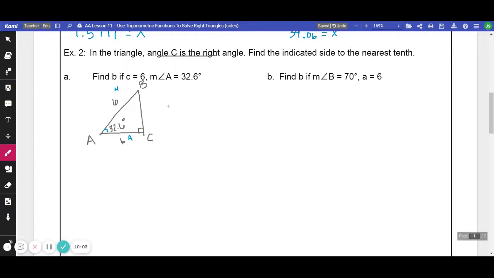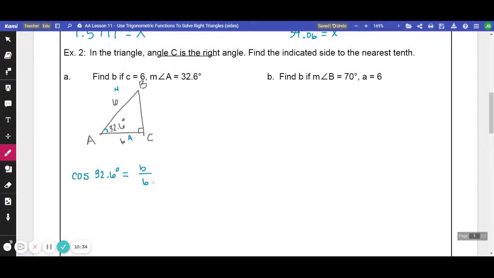So we have our picture drawn, our sides labeled. The next step is to write the equation. Which of the 3 functions uses adjacent and hypotenuse? That's cosine of, you need an angle in here. You have to have an angle. Cosine by itself means nothing. It has to be cosine of, what is the angle? 32.6 degrees equals, cosine is adjacent, so B over hypotenuse.